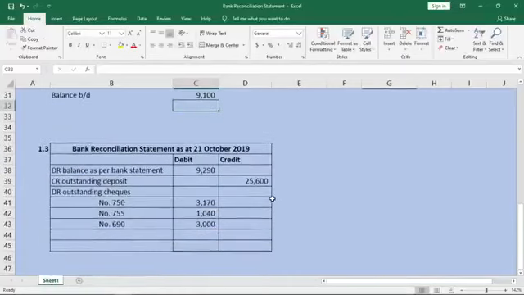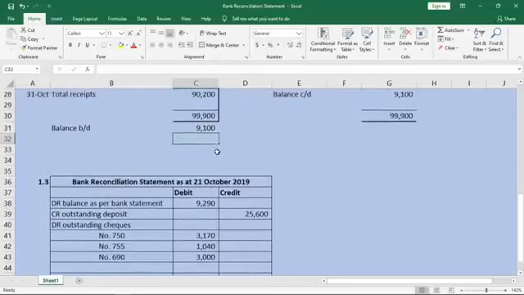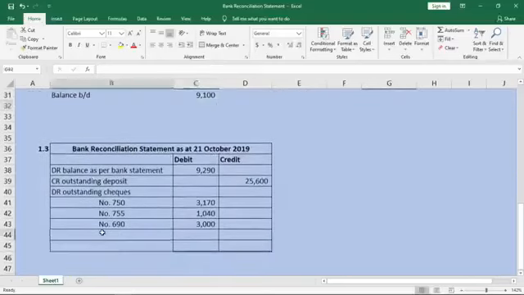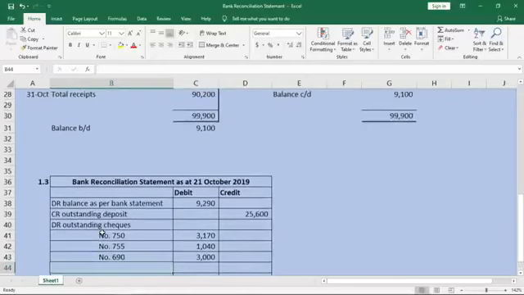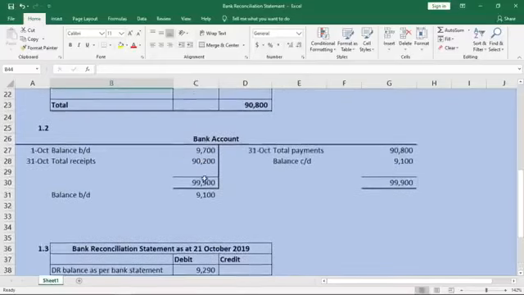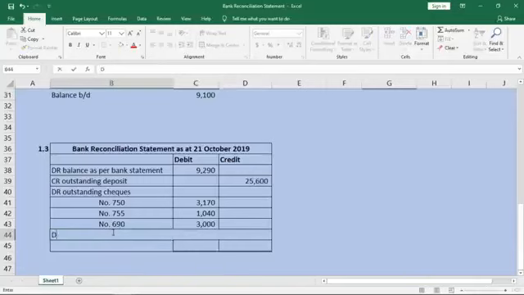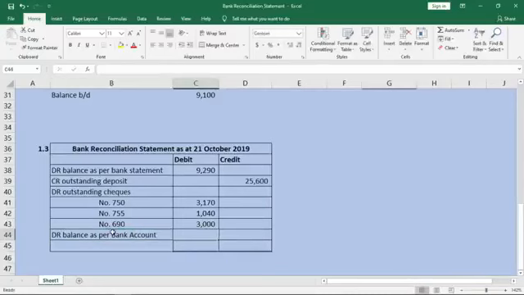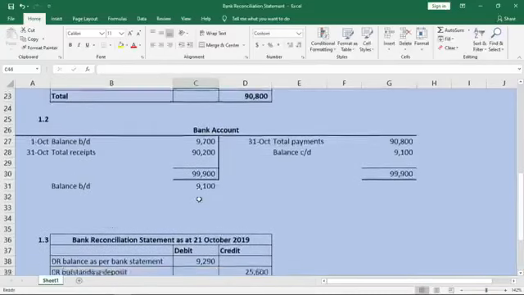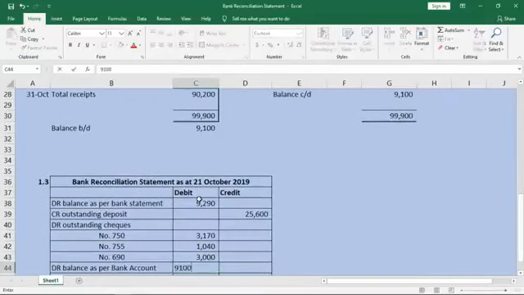So we know that our bank account is supposed to reflect 9,100. And remember what I said, the last thing that you do in your bank reconciliation statement is to put in the debit or credit balance as per bank account. Well, we know it's a debit balance because the debit side is the bigger side, and you can see we have balance brought down on the debit side of 9,100. So you go here and you write debit balance as per bank account, and then you put in the amount here from the ledger that you have just completed. So you put in 9,100.